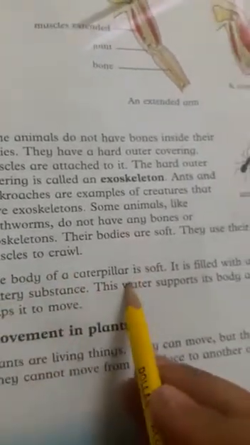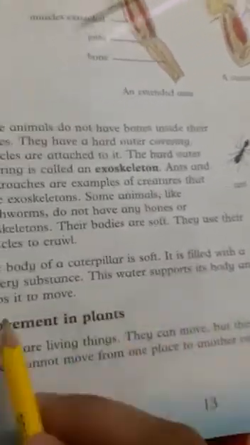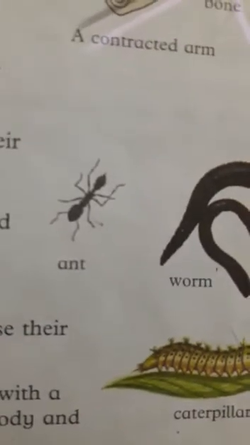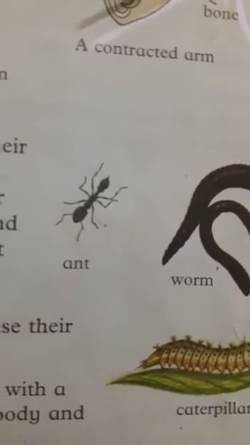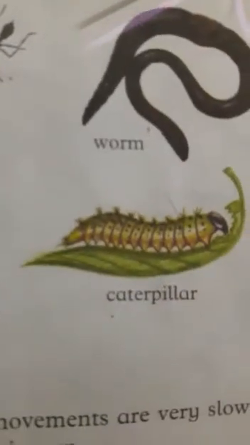The body of a caterpillar is soft. It is filled with a watery substance. This water supports its body and helps it to move. Now, dear students, caterpillars have water inside their bodies which supports them and helps them to move.